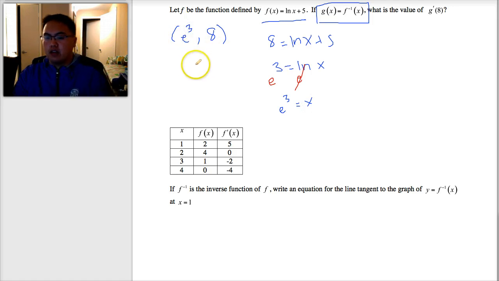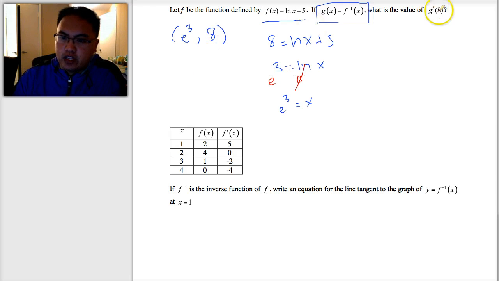So again, one layer of information they took away from you. They only gave you b. And I had to find a by putting it into the f problem. So if f of x equals ln x plus 5, I set this equal to 8 and solved for x, or I solved for that a. So now I'm sort of happy. Okay, I got that down.